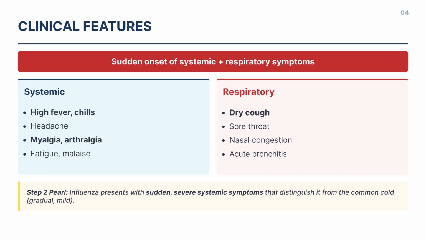Step 2 Pearl. Influenza is distinguished from the common cold by the suddenness and severity of systemic symptoms. A common cold develops gradually and is milder. A patient who tells you they were fine in the morning and felt terrible by evening with high fever and body aches has the flu.